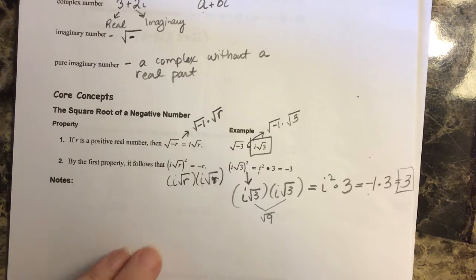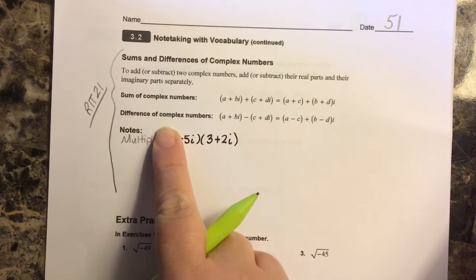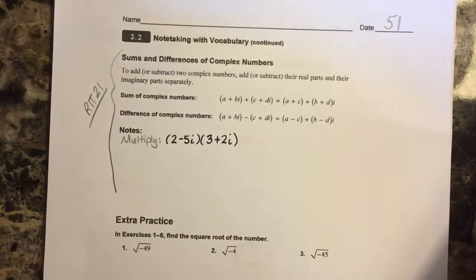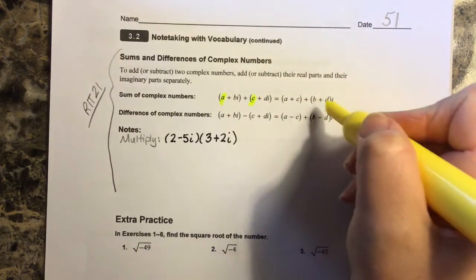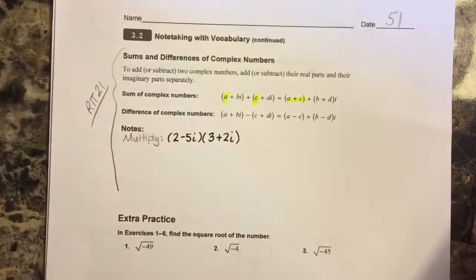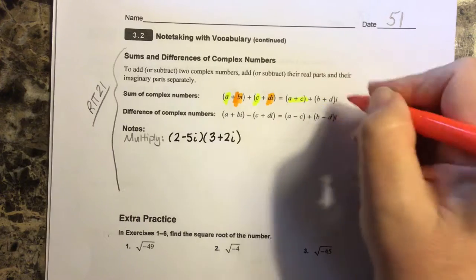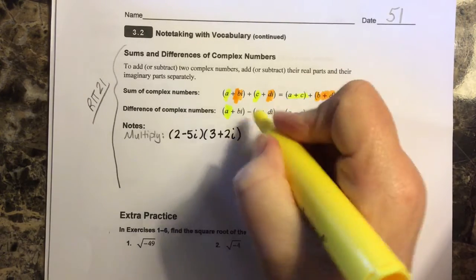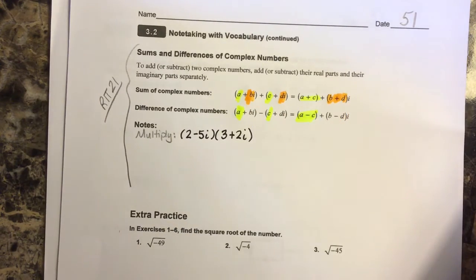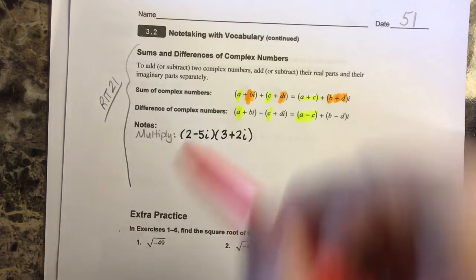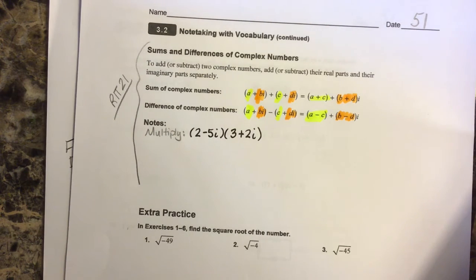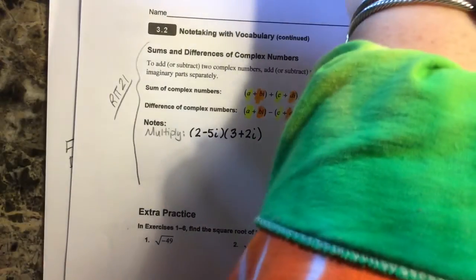Okay, let's move on to Student Journal, page 53. The sum of complex numbers, the difference of complex numbers, and multiplying complex numbers. To find the sum of complex numbers, you add the real parts and add the complex parts, or the imaginary parts. To find the difference of complex numbers, you subtract the real parts and you subtract the imaginary parts. Be very careful with this. Subtraction of complex numbers is where students can often make a mistake.